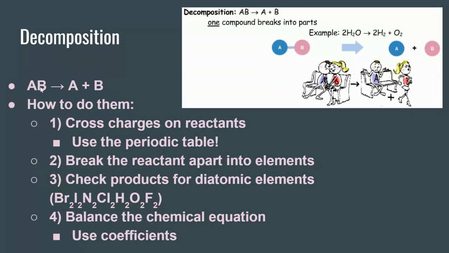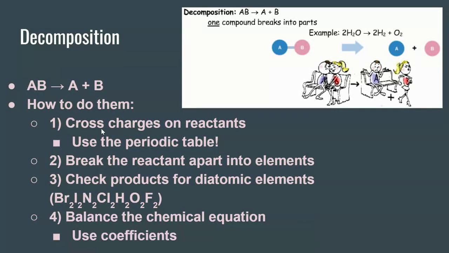Decomposition is when you have a compound and it breaks down into its elements. So on the reactants, which is a compound, you're going to cross your charges. And then how are you going to know the charges? Well, you use your periodic table to know the charges. Don't guess it. It's not some random numbers. Use the periodic table. The different columns will represent which charges those elements will have.